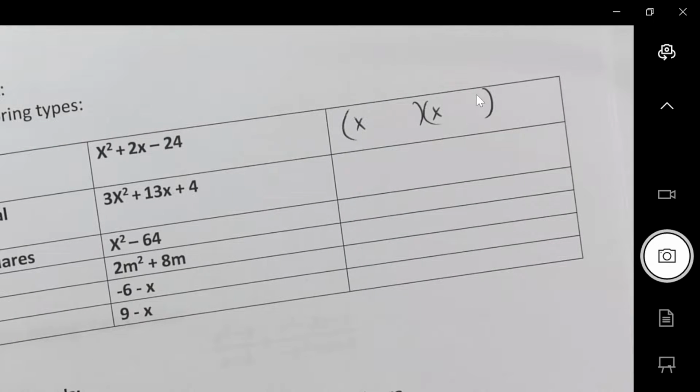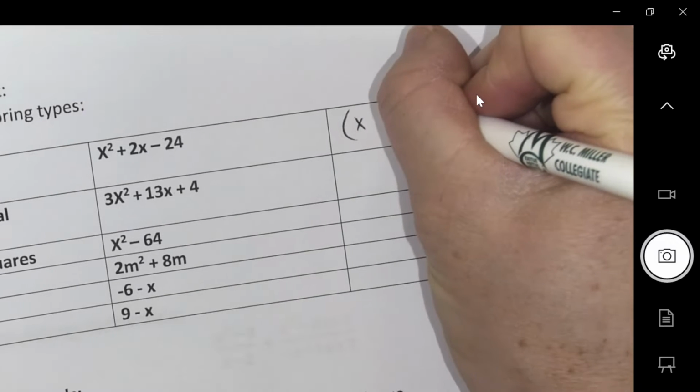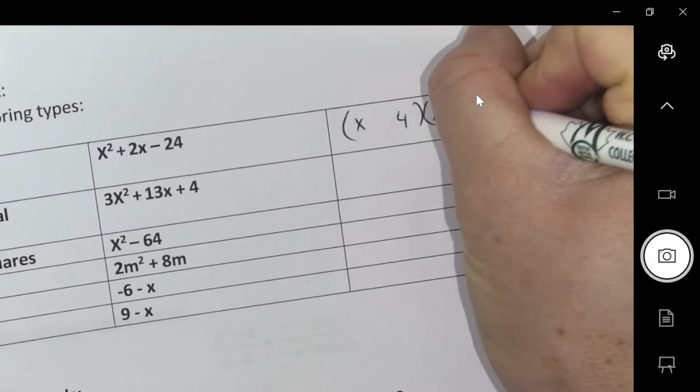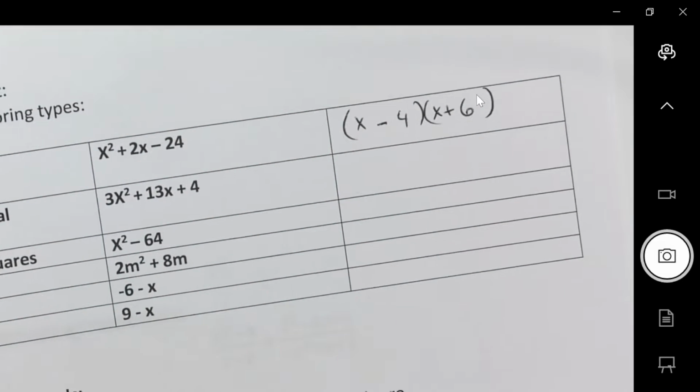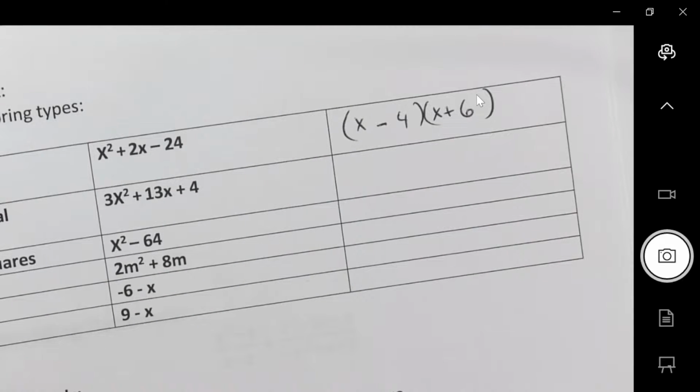What multiplies to 24? You're going to need a plus minus on this. I got to get a 2. 4 and 6. 4 and 6. I need a plus 2. Negative 2.